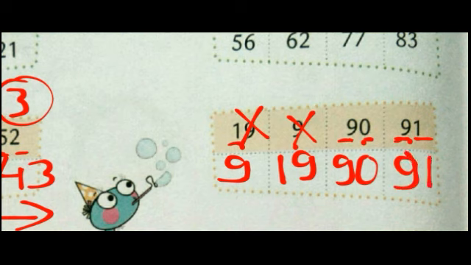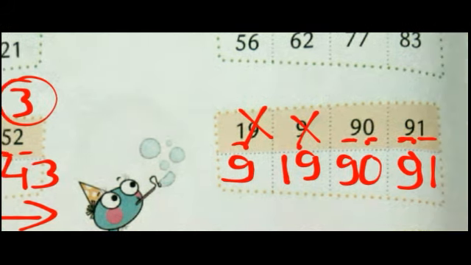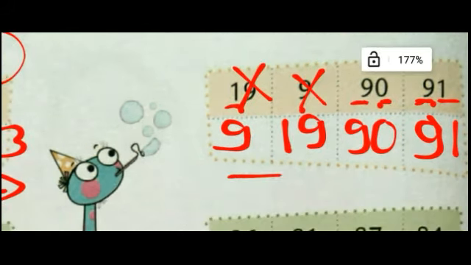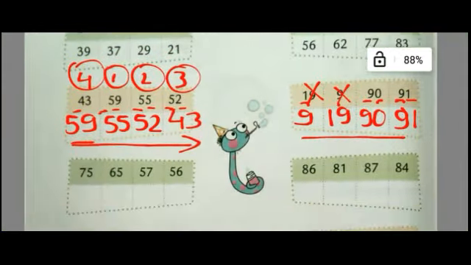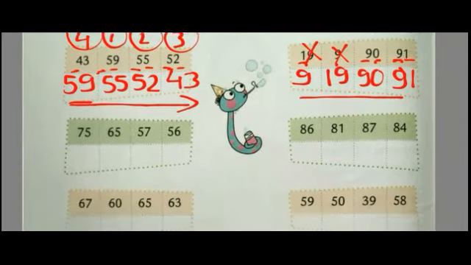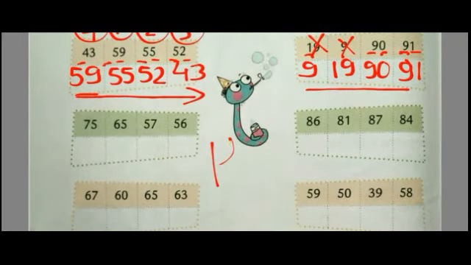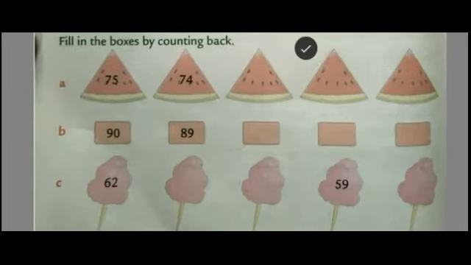See, it is arranged in increasing order. That means from small to big. Okay. So this is the way how you arrange in increasing and decreasing order. Now try to do the remaining one as homework. Okay. Let's come to the next question.